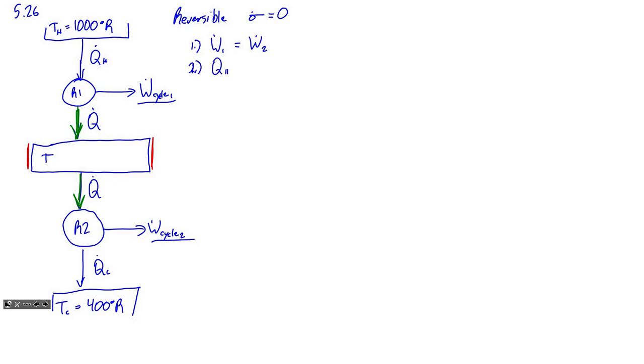So we can say QH is equal to work 1 plus Q. Can everybody see where I got that? If you can't, let me ask if this feels a little bit more comfortable. Does it feel comfortable if I say 0 equals QH minus Q minus W?